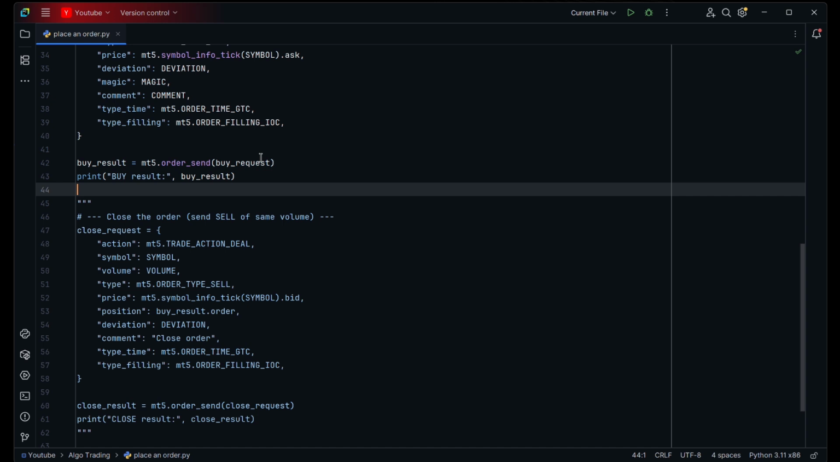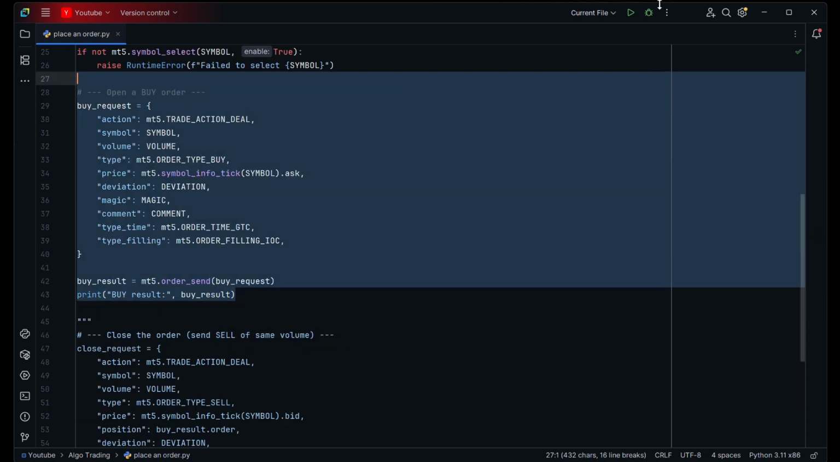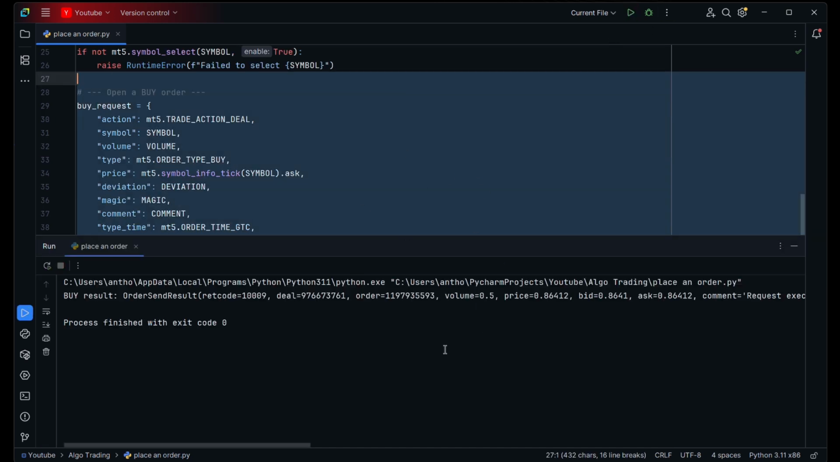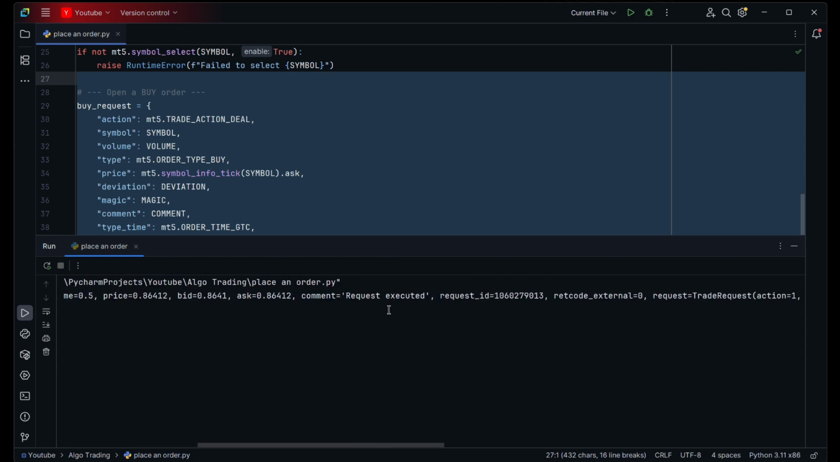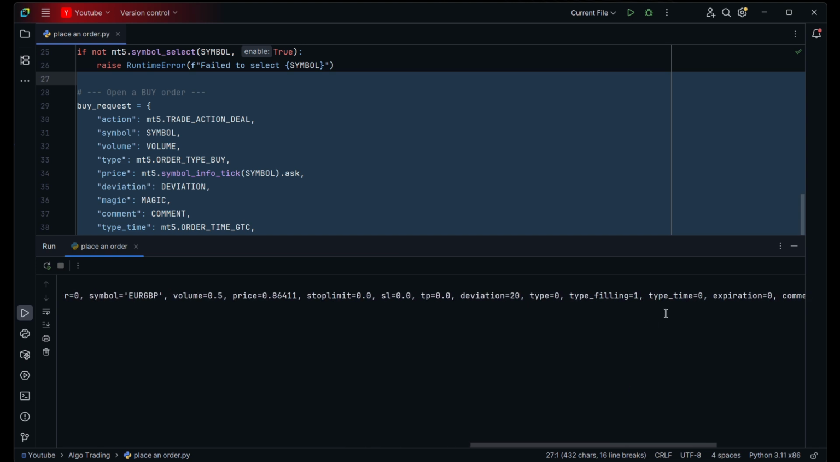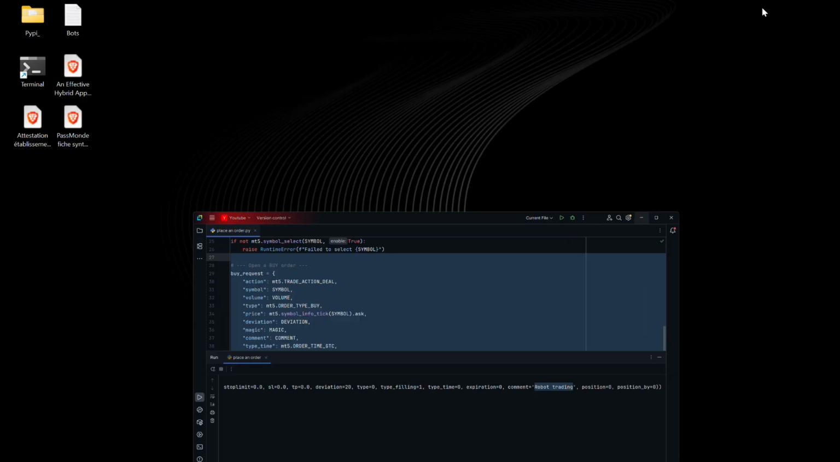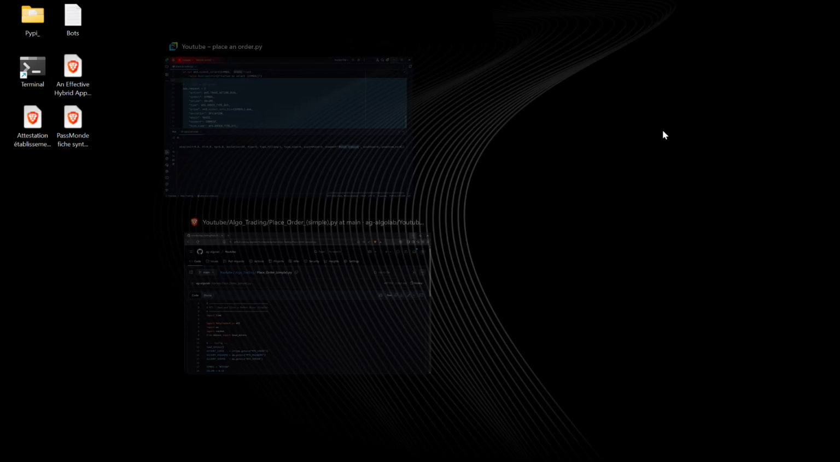So I will just run the first block of code here. And if I run this, as you will see, I have red code 10,009. It means that it has been executed. This is what we see here. Here we have the comment also, I think. So here you see these were the conditions. And the comment here, robot trading, is written, it's stuck in MT5.